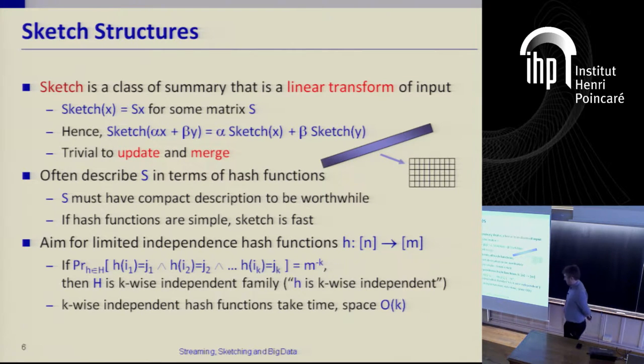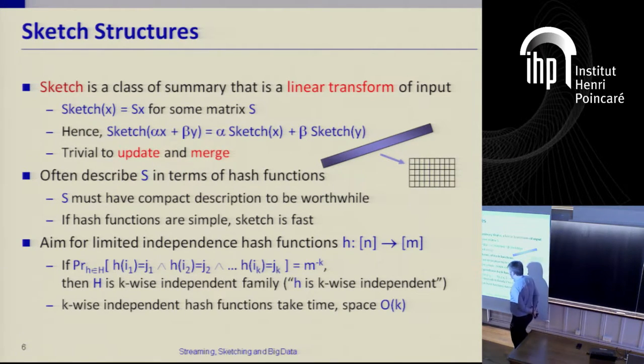So I talked about hash functions. What do I mean by those? I'm going to be looking at some functions H that map from some input domain N to some other domain M. And I'm going to need some random properties of these functions to analyze them.